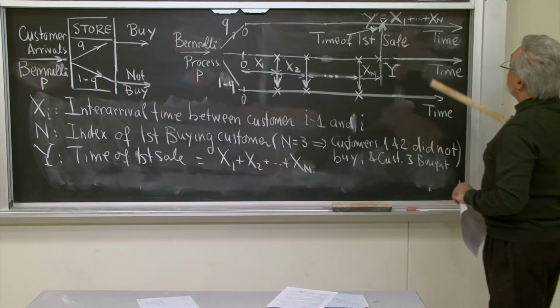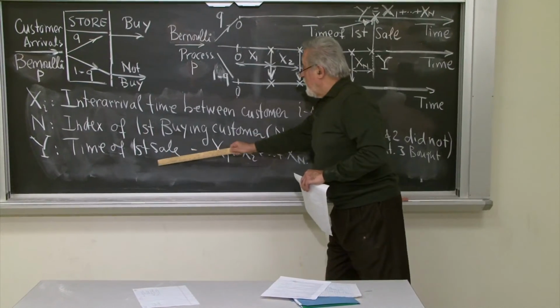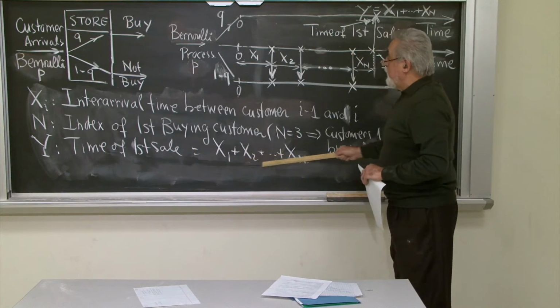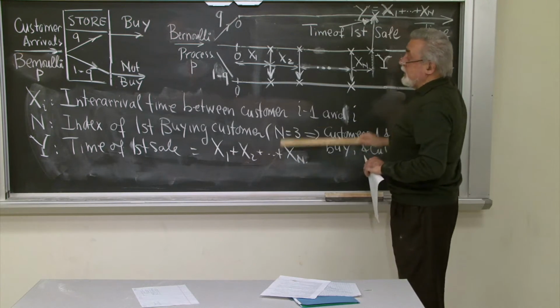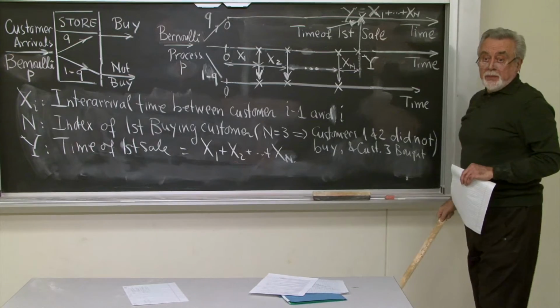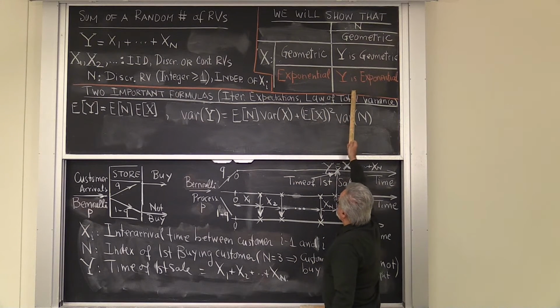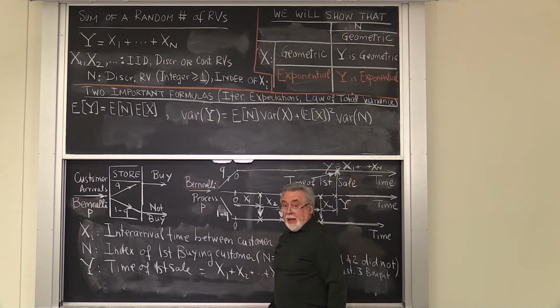So we have shown that the sum of a geometrically distributed number of geometric random variables is geometric, and that's what we wanted to prove. We will now show this result here corresponding to the case where x is exponential.